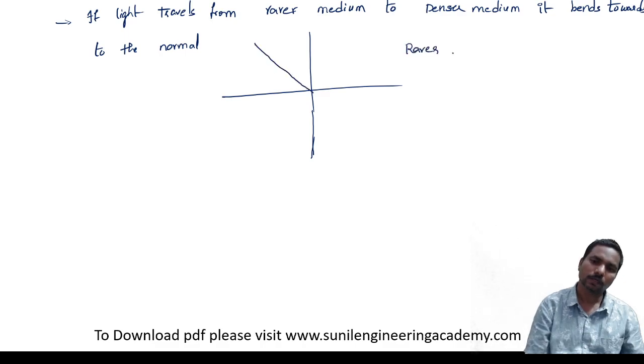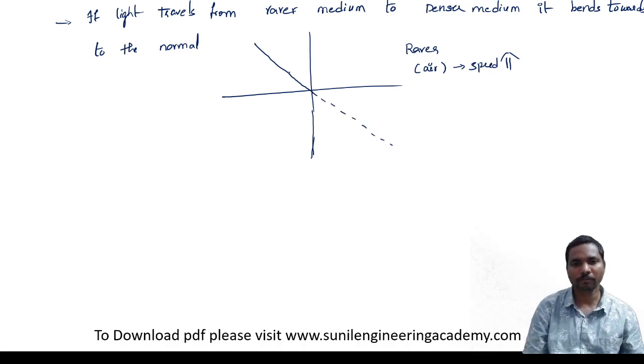Okay. So consider the rarer medium. Rarer means more, more means air. So speed of light is more. This is generally the actual path. If there is no refraction, no bending, it is the actual path. If the mediums are the same, the light will travel like this. Incident. But here what is happening? It is moving from rarer to denser medium. Denser means speed of light is less.